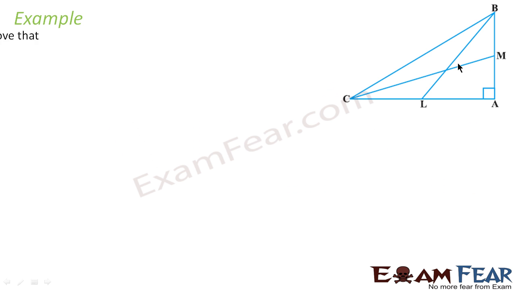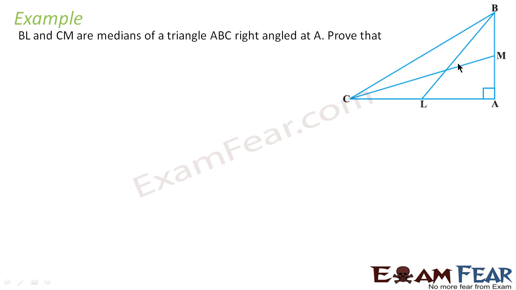Take one example. BL and CM are medians of the right triangle, right angled at A. We have to prove that 4(BL square plus CM square) is equal to 5BC square. So first thing first, BL and CM are medians of the triangle.